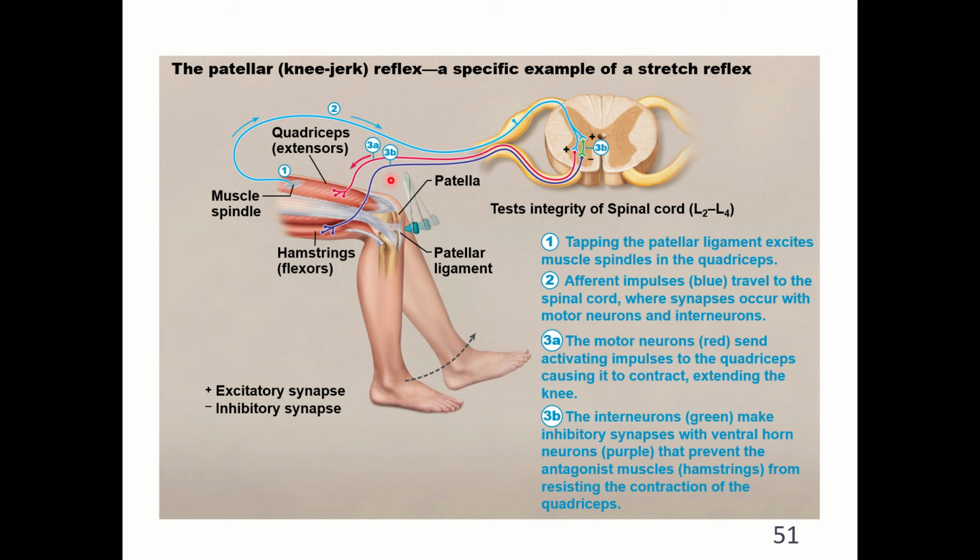In 3B, the interneurons will make inhibitory synapses with the ventral horn neurons that are in purple, which will innervate the hamstrings. This will deactivate the hamstrings so that they don't pull against the quadriceps as the quadriceps are contracting and extending the knee.